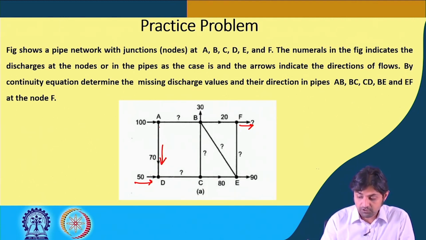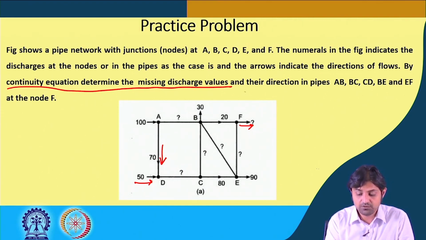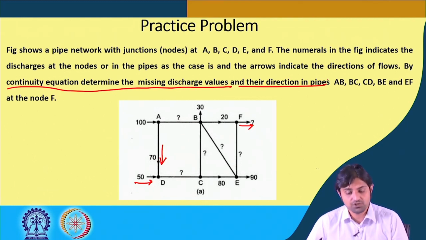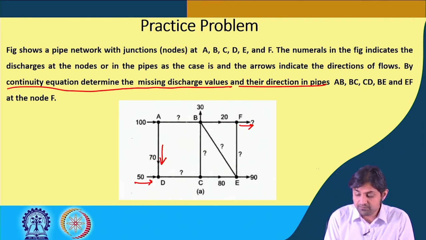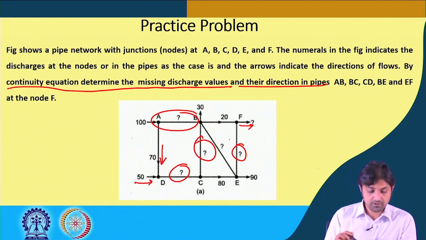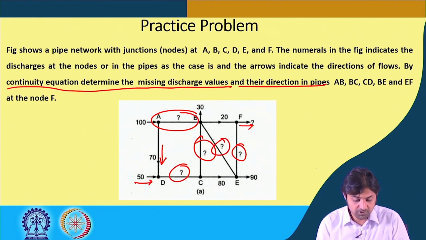So the question is, by the continuity equation determine the missing discharge values and their direction in the pipes. We are lucky because they have directly given us the discharge value, and that is what we have to preserve. A1 V1 is discharge. In the pipes AB, which is unknown, marked with a question mark, BC, CD and EF. Actually we can calculate BF, BE as well, all the 5.